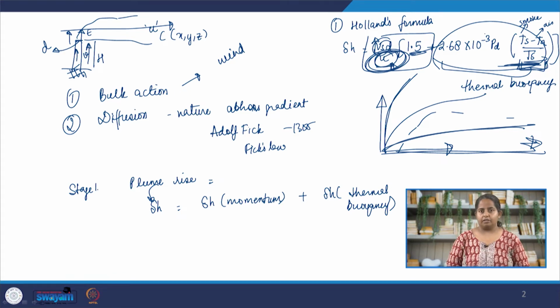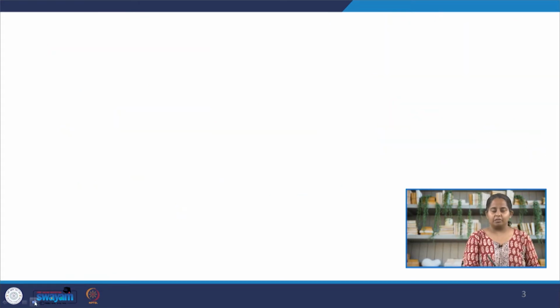Now, let us take a look at the second formula. The second formula is the Carson and Moses formula.